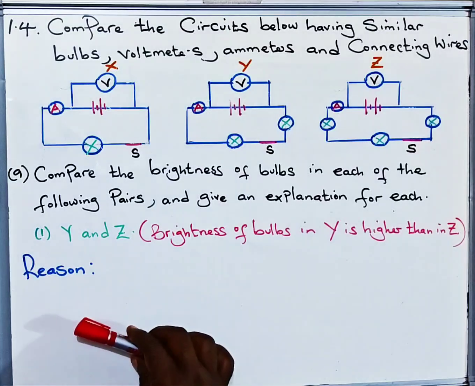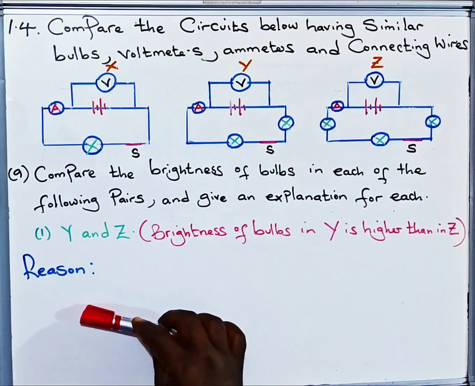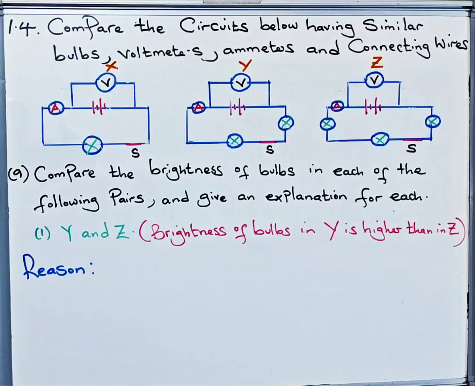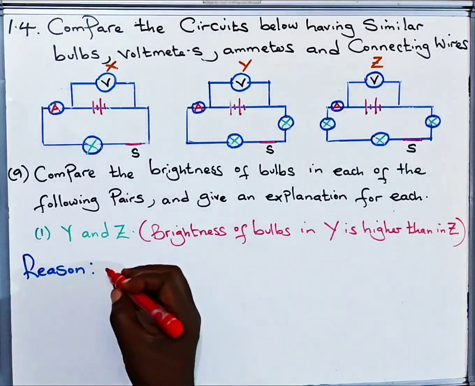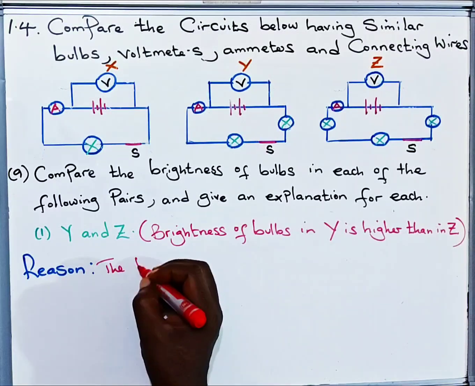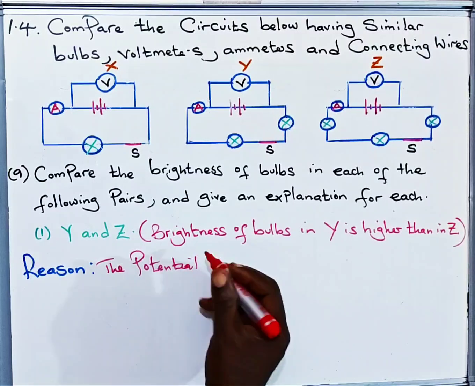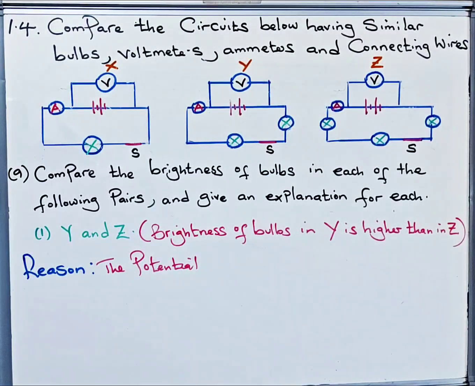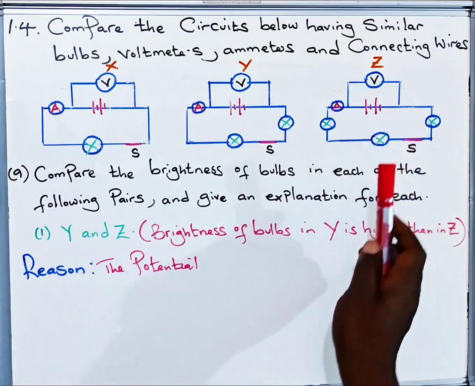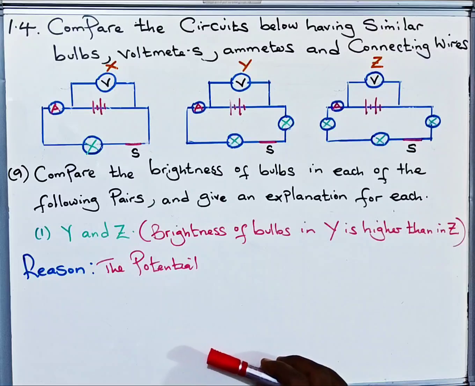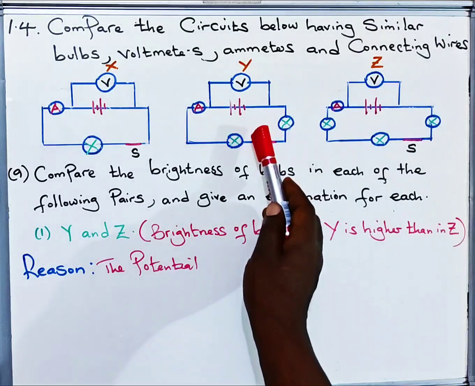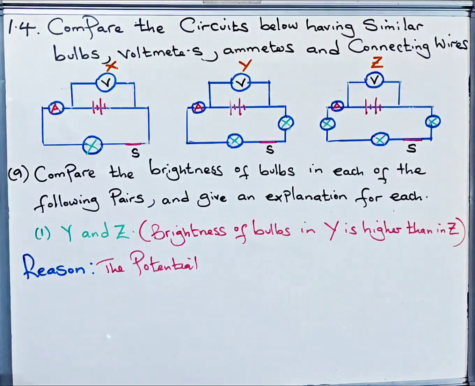And what's the reason for Y having brighter bulbs than Z? The reason is that the potential difference in Y is shared between two bulbs, while in Z it is shared between three bulbs. So, which means that the potential difference across Y is higher, so making the bulbs brighter.